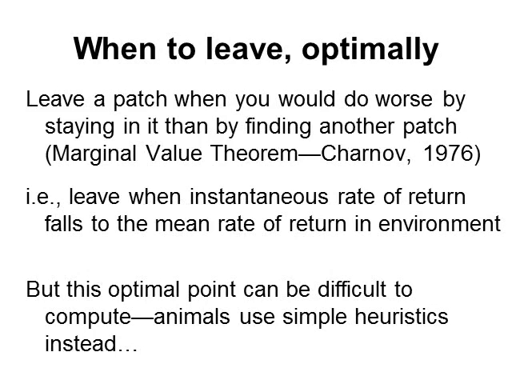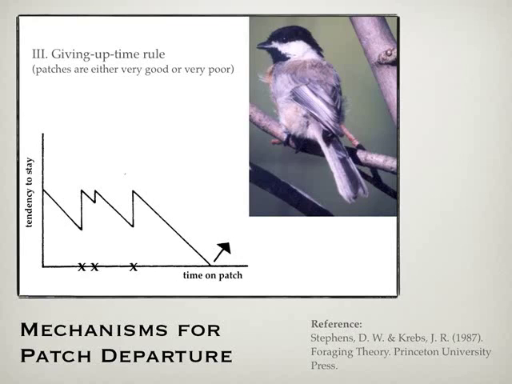There's various reasons why this is complicated for an individual organism to figure out. What exactly is their mean rate of return? What exactly is the instantaneous rate of return in the current environment? And so individuals tend to use some simple heuristics or rules of thumb for approximating this decision, for figuring out when to leave a patch. For instance, some species of birds, like this chickadee, will have a particular kind of decision mechanism for deciding when to leave a patch that is referred to as following a giving up time. The way that goes is illustrated here.